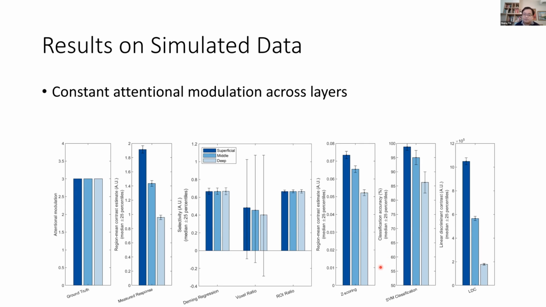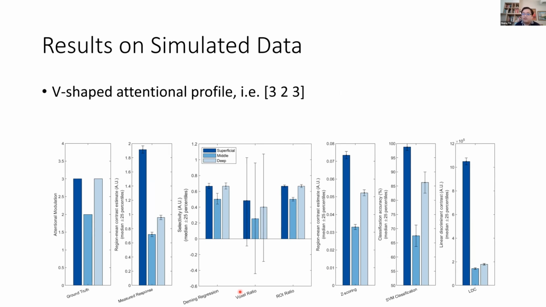So next, we simulated a V-shaped attentional profile, which is what we might expect based on previous neuroanatomical data. Similar to what we observed with constant attentional modulation, both Deming regression and ROI ratio are able to recover the underlying attentional profile, whereas voxel ratio is highly unstable. And you can see that it's unsuitable because the noise will definitely mask any true attentional profile that's underlying. LDC, SVM, and Z-scoring all show somewhat of a V-shaped profile, but there's still a substantial amount of superficial bias present, so they are likely unsuitable for this purpose.